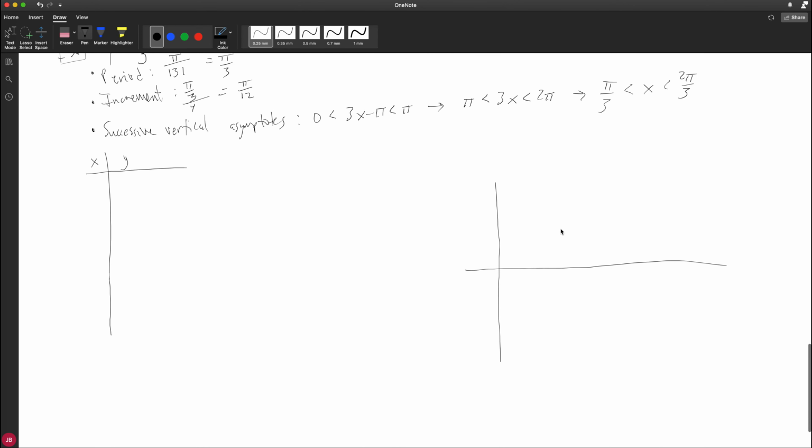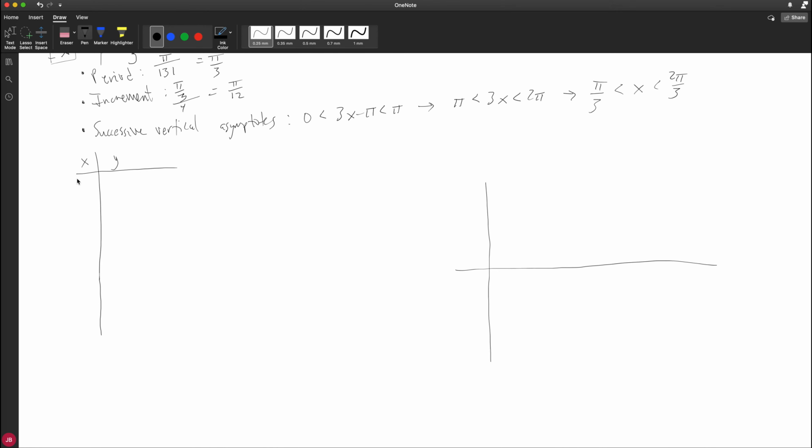So the first number I get here is the one on the left, pi over 3. The last one down here will be 2 pi over 3. And to get the 3 intermediate ones, I just start at pi over 3 and increment by pi over 12. So the next one will be 5 pi over 12. Then 6 pi over 12, which is technically pi over 2. And then 7 pi over 12. And now the next one would be 8 pi over 12, which is indeed 2 pi over 3.